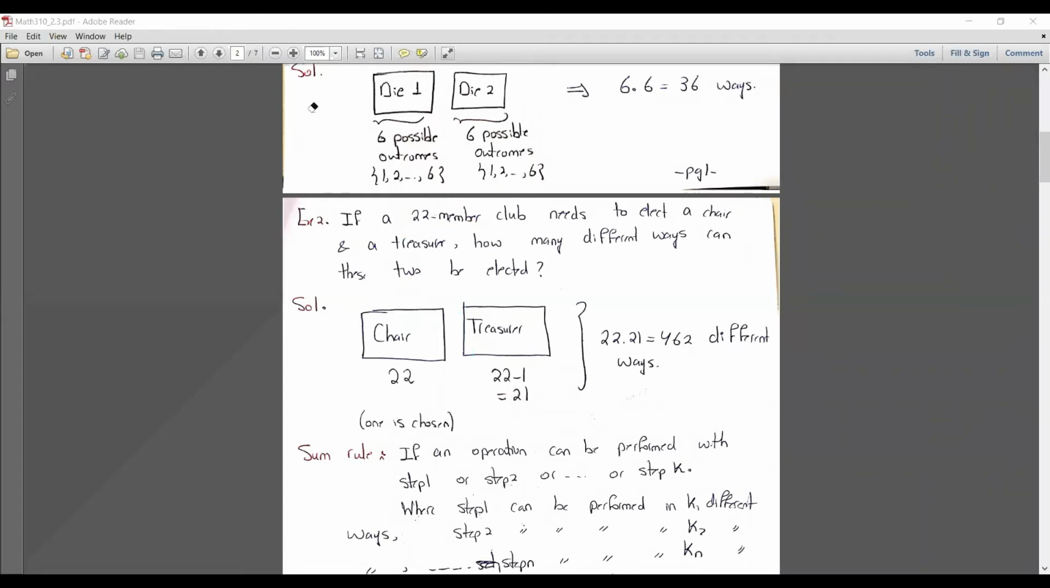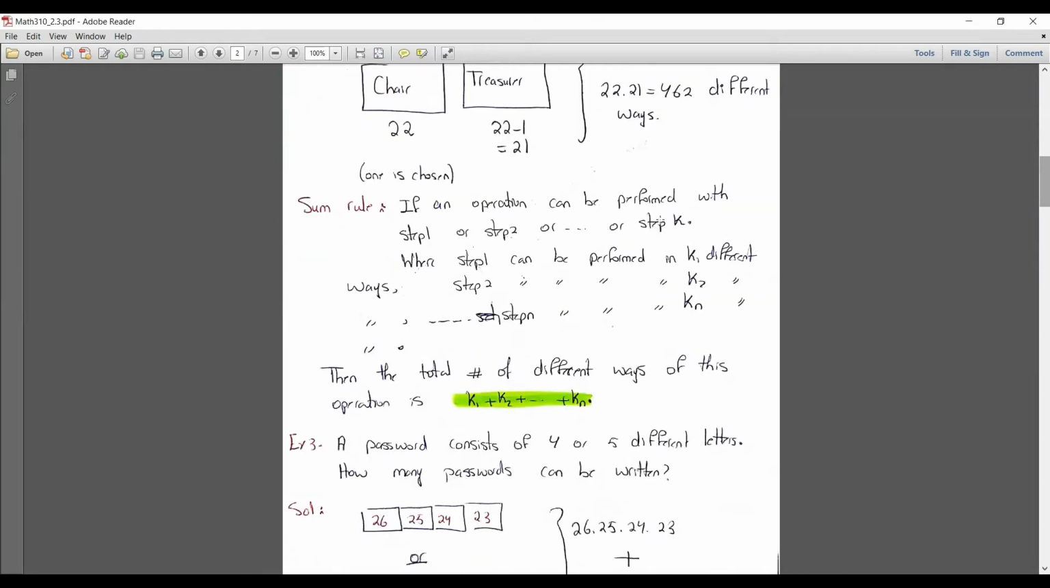Now we're going to talk about the sum rule. If you still remember, guys, in the product rule, we are saying "and". Okay, so we need to choose a chair and a treasurer, so we have multiplication here. But in the sum rule, we are saying that an operation can be performed with step 1 or step 2, which means that we have more than one option. Okay? When we say "or", it means that we're going to use the sum rule, which is the addition of them. Here we have a direct example on it.